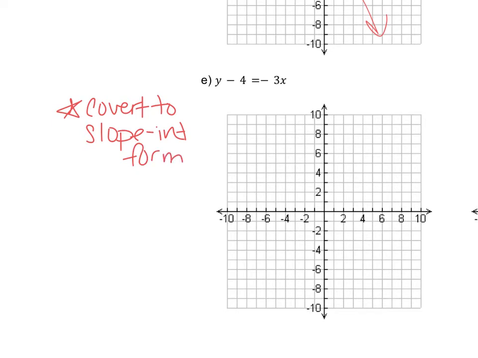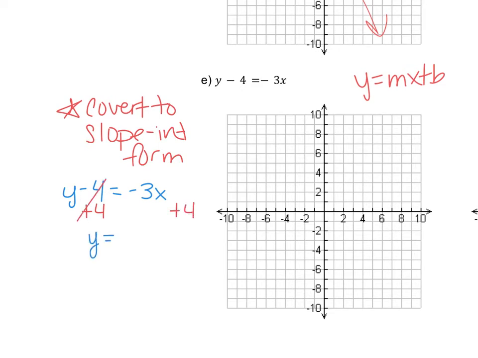Okay, so remember slope-intercept form is y equals mx plus b, AKA you need to get the y by itself. So on that problem, y minus 4 equals negative 3x. What do I need to do to get the y by itself? Well, I just need to add 4 to both sides, right? So now I have y equals negative 3x plus 4. Looks like we're good to go.